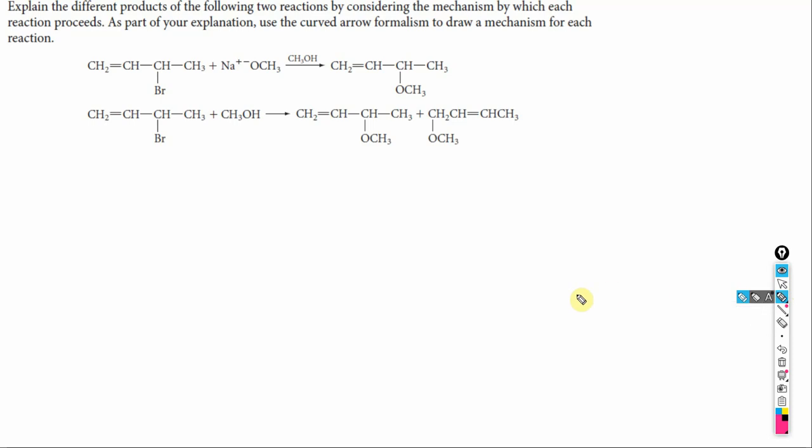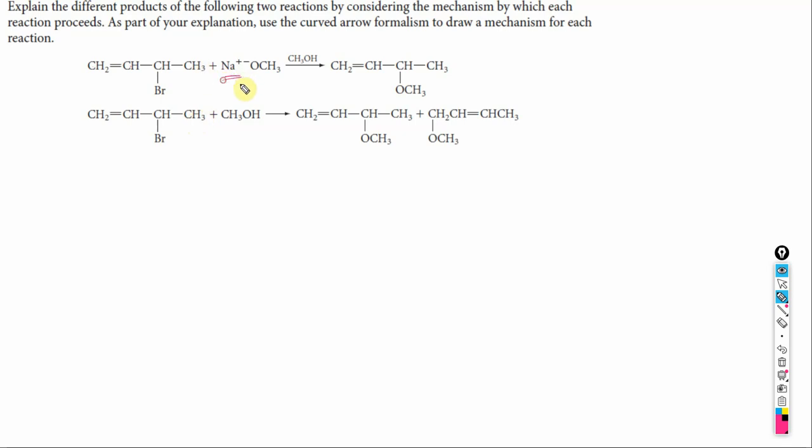So this problem here asks you to provide a mechanism for the formation of the products that you see here, and also it wants you to describe the mechanism or draw the mechanism for this reaction based on what products you're seeing. So in both cases, as you could see, you have the same substrate, which is going to be a 1, 2, 3, 4, so 3-bromo-1-butene, 3-bromo-1-butene.